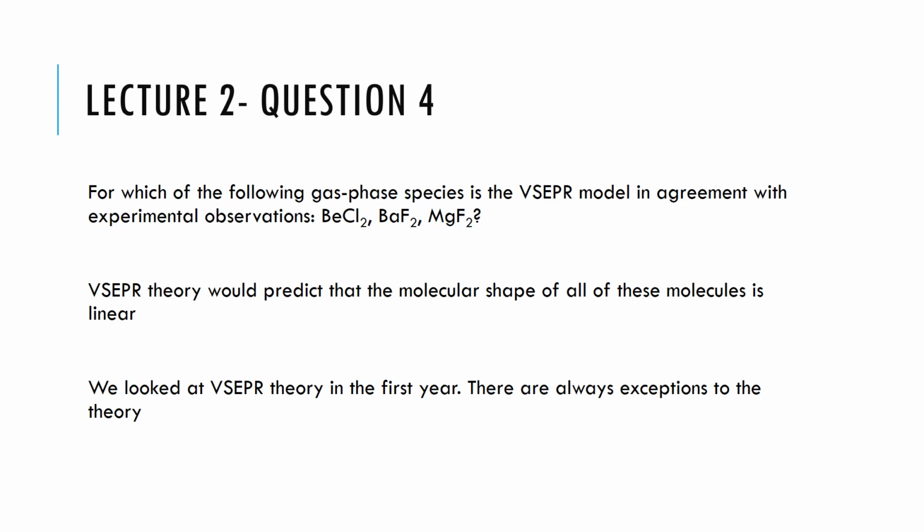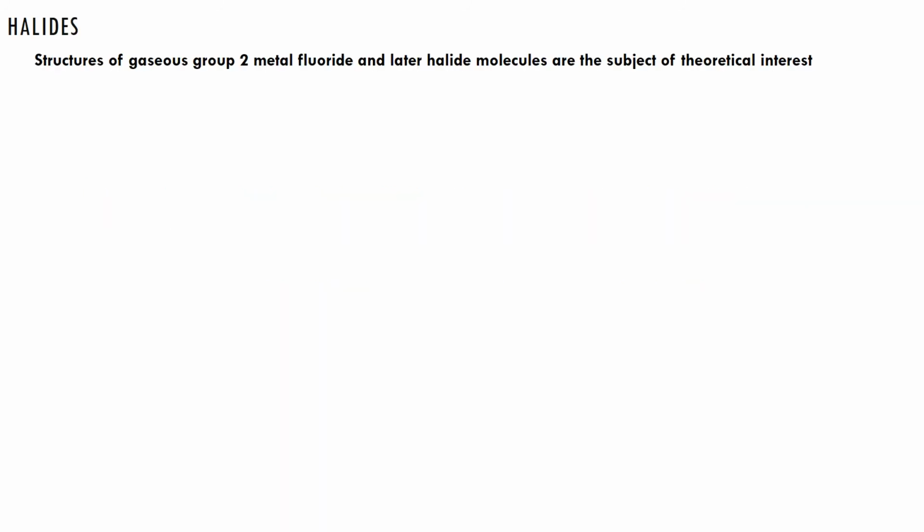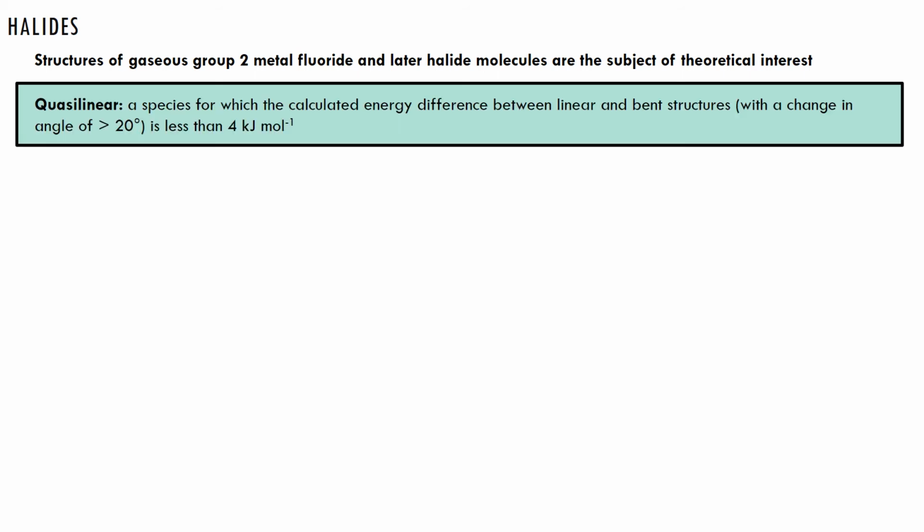The next thing to consider in this question is that we're talking about gas phase species of these molecules. Remember that we spoke about the structure of group 2 metal halides in the gas phase, and the fact that these were the subject of quite intense theoretical interest. That's because some of these species are what we call quasi-linear. So just to introduce the notion of quasi-linear again, this is a species for which the calculated energy difference between a linear and a bent structure is less than 4 kilojoules per mole.